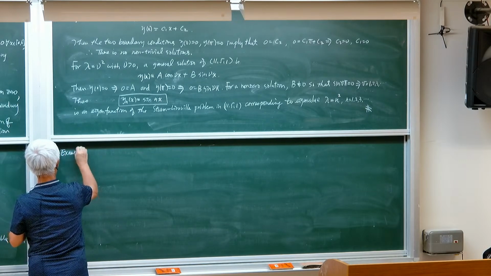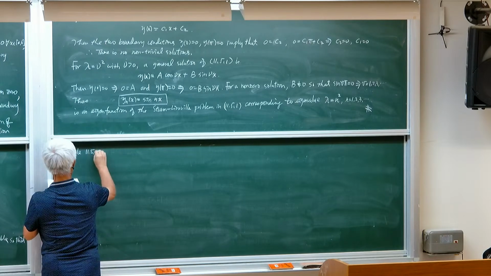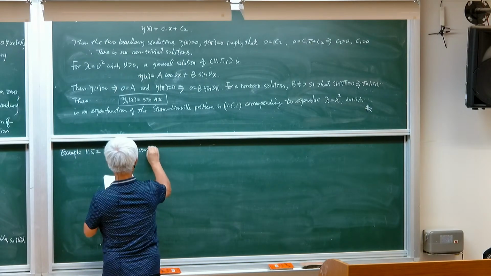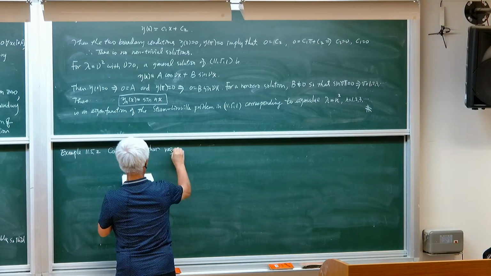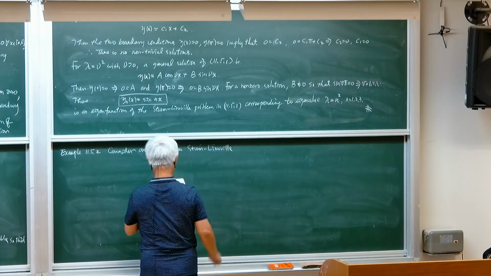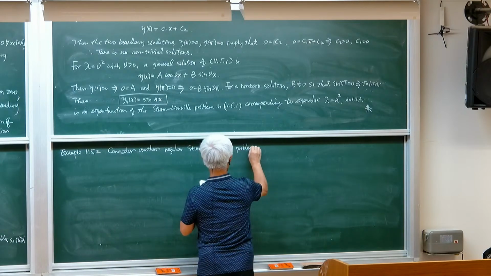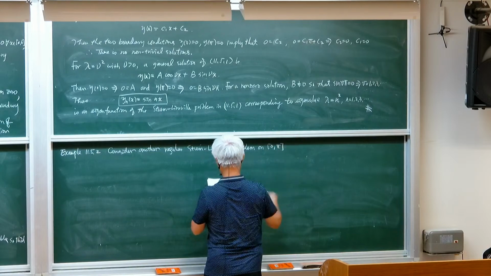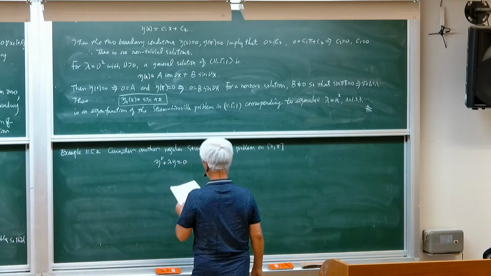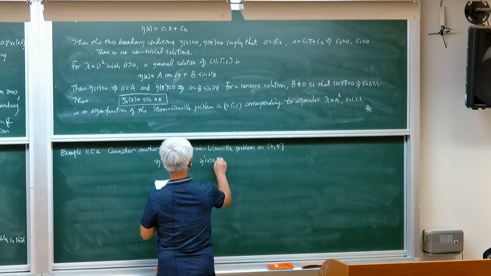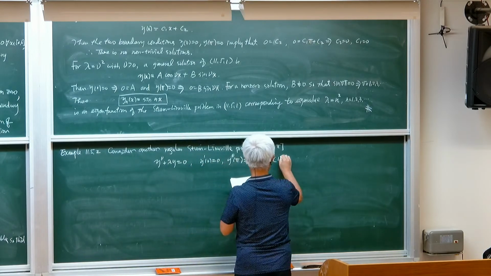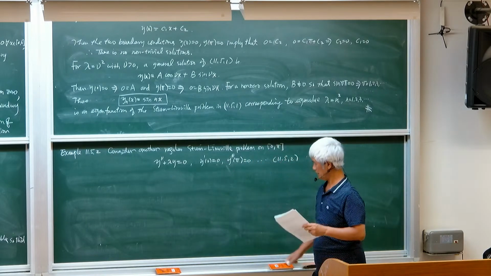Let us take another example. Consider another regular Sturm-Liouville problem on 0 to pi. The ODE will be the same as the previous example, but the two boundary conditions are different.